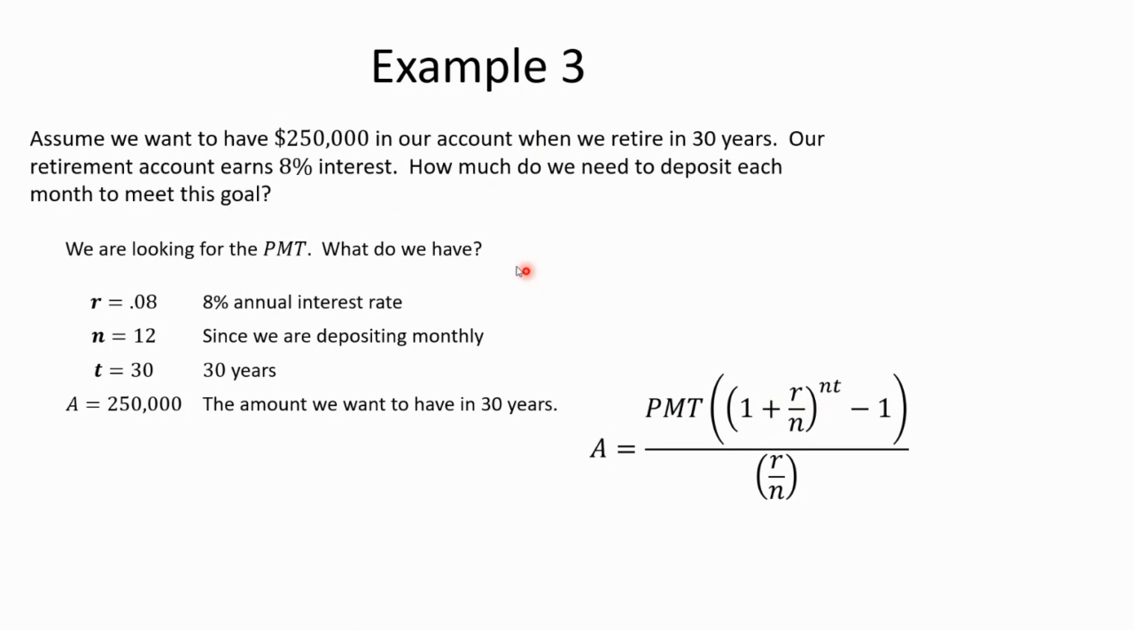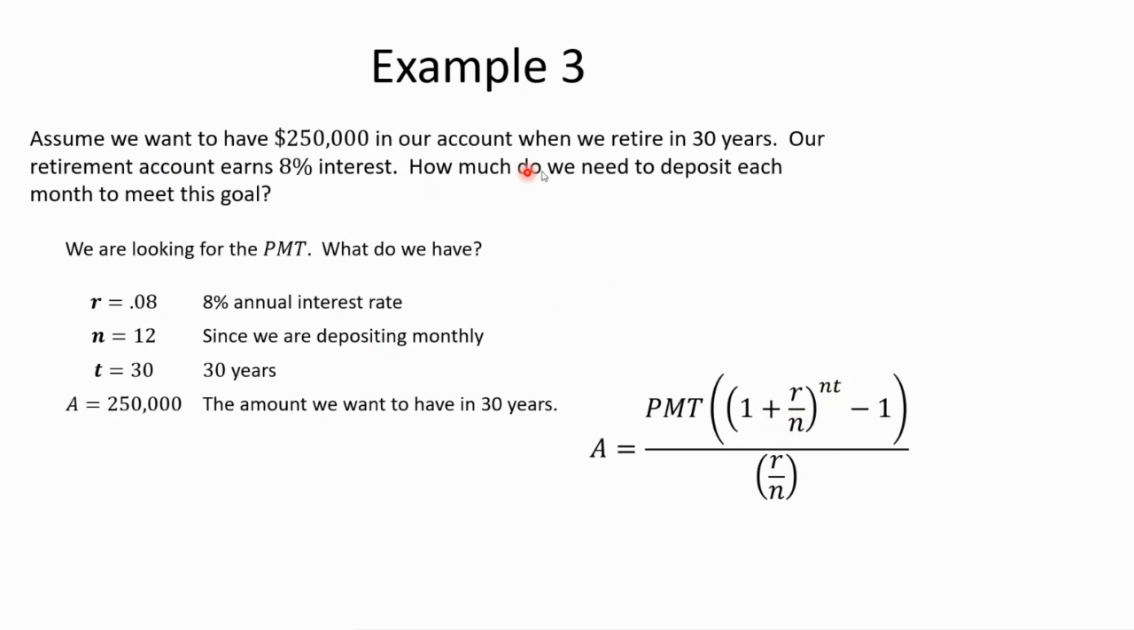R, the APR, is 0.08, the interest rate as a decimal. We're making monthly deposits, so it's compounded each month. So N is 12. Remember, unless stated otherwise, it's compounded the same number of times we make deposits. We make monthly deposits, 12 times a year, and it's compounded monthly as well, 12 times a year.